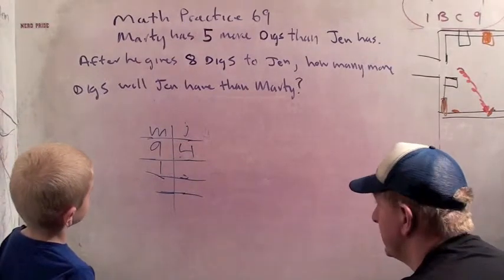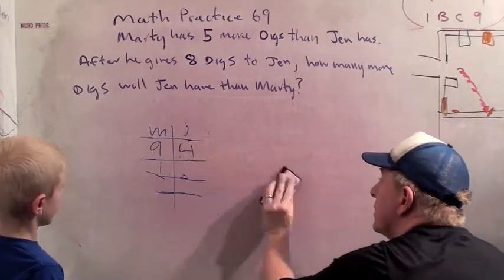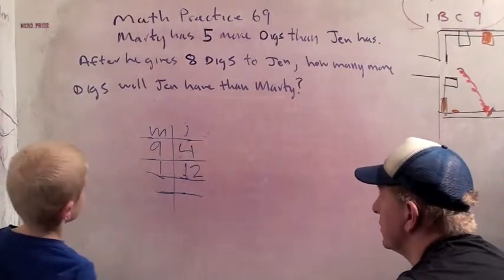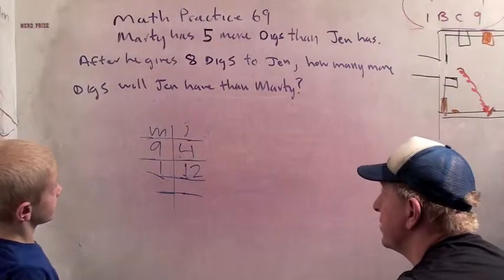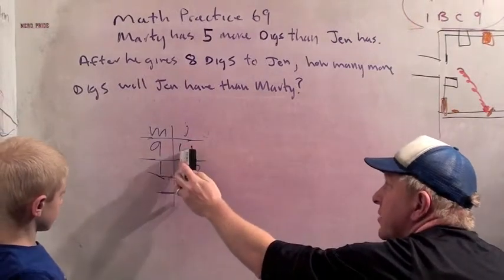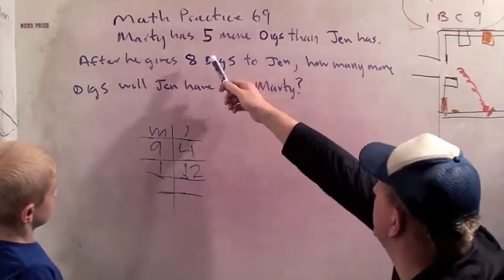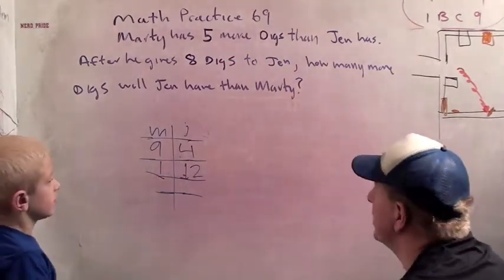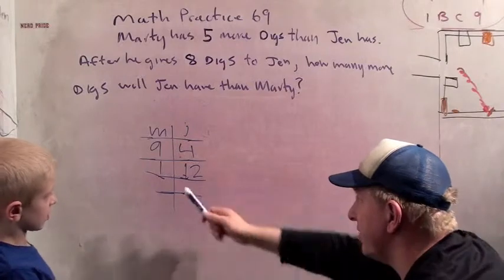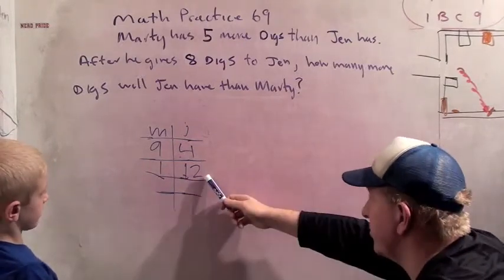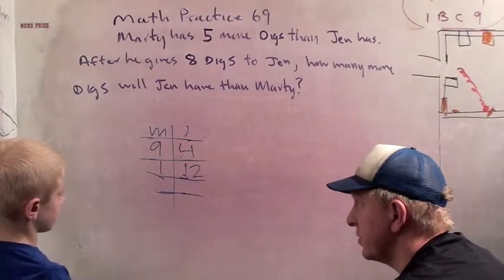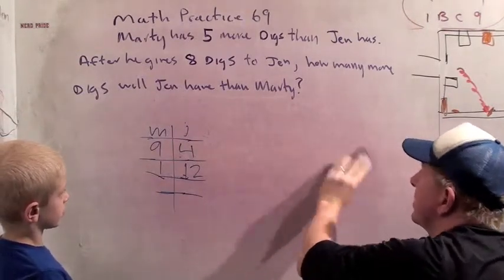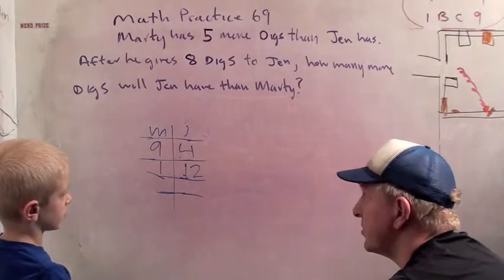And 4 plus 8 is 12. So if Marty starts with 9, we know Jen has 4 because Marty has 5 more than Jen, and 9 minus 5 is 4. And after he gives 8 away, how many does he have left? He has 1. And how many does she get if she gets 8 more? She has 12. Okay, so how many more digs than Marty does Jen have now?